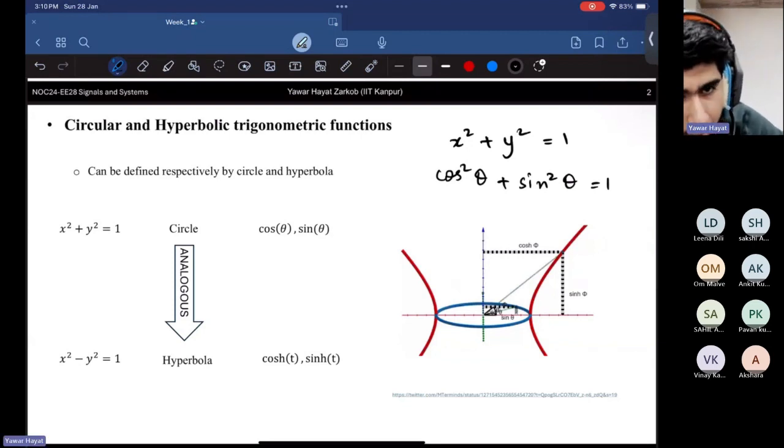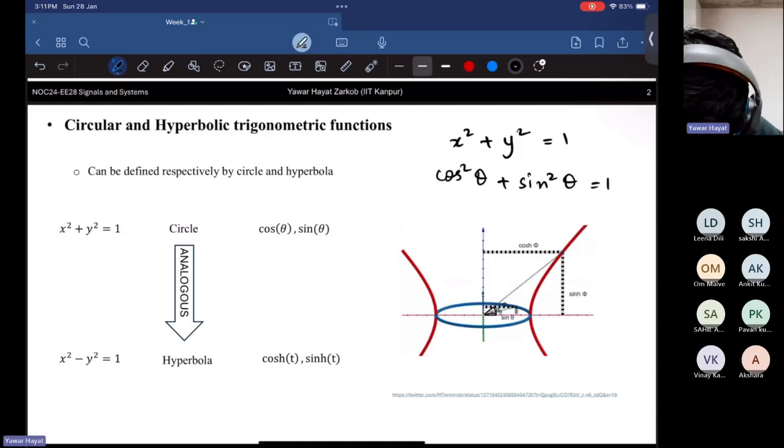And an analogous picture of these hyperbolic trigonometric functions exists: the cos hyperbolic and sine hyperbolic functions trace out a unit hyperbola, right? In other words, cosh of t and sinh of t satisfy the equation of the unit hyperbola, x square minus y square equals 1.